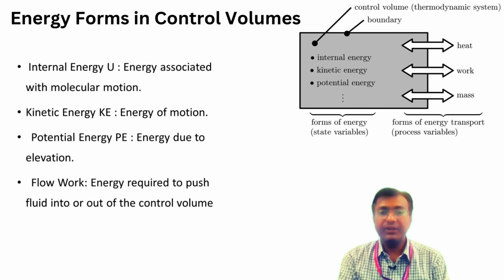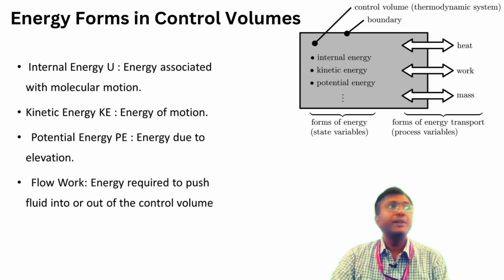Now take an example of a hydroelectric power plant or hydroelectric dam. Here the water is stored at a particular height and has potential energy. When this water falls from the height, we say its potential energy gets converted into kinetic energy, and this is used for spinning the turbine. And the flow work is done to push the water through the pipe.